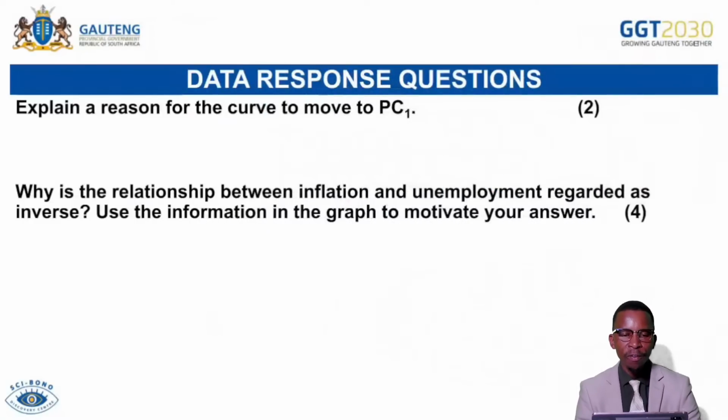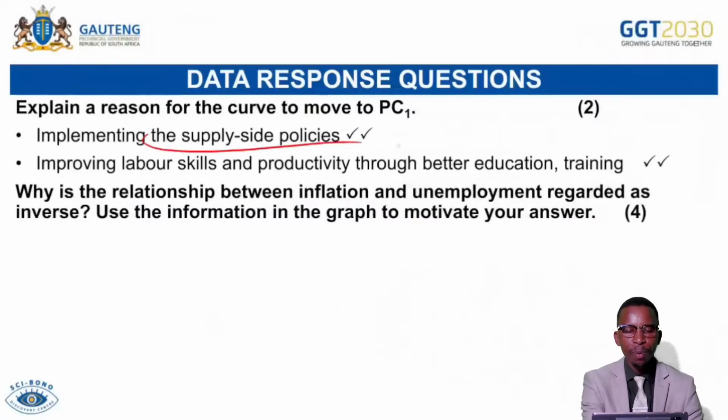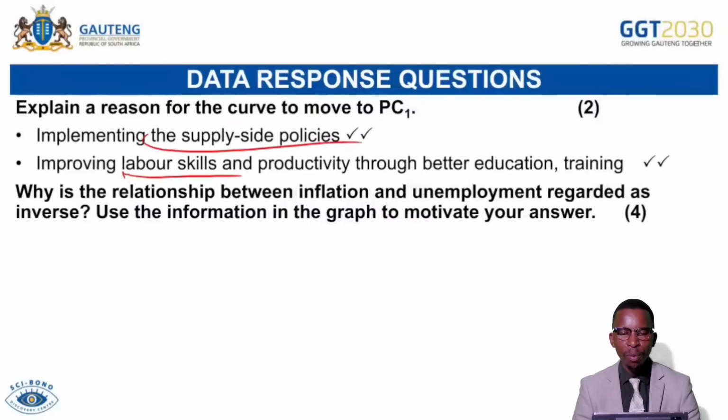Explain a reason for the curve to move from PC to PC1. What is causing PC to move from PC to PC1? Implementation of supply side policies, improving labor skills and productivity through better education and training. Be aware that the Phillips curve can shift from left to the right only if there has been a decline in human resource development. People are not employable. People are not trained enough.